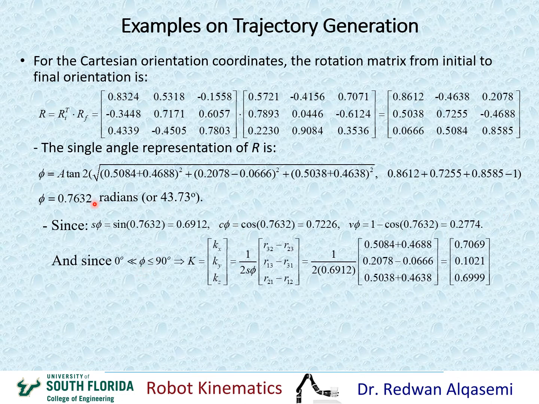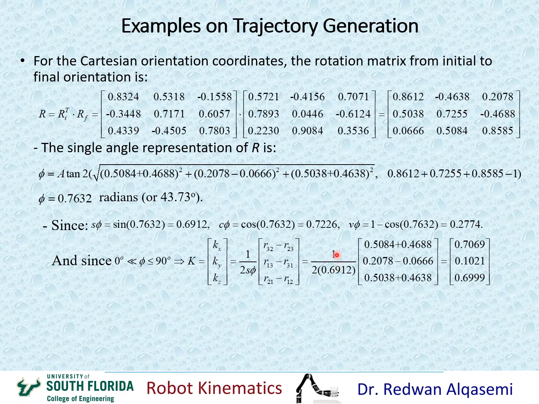Now, since I already have the phi angle, I can look at which category. Remember, we have different cases or conditions for finding the single axis. So in this case, since phi is between 0 and 90 degrees, this is the condition for phi between 0 and 90 degrees. That means we can define k as follows. So k is kx, ky, kz, which equals these expressions: 1 over 2 sine phi, and then the differences in some elements of the R from here.